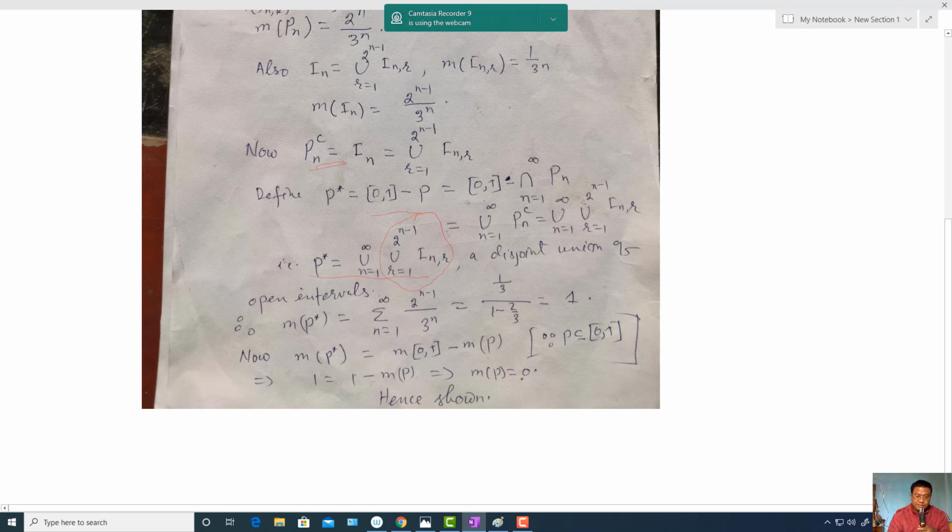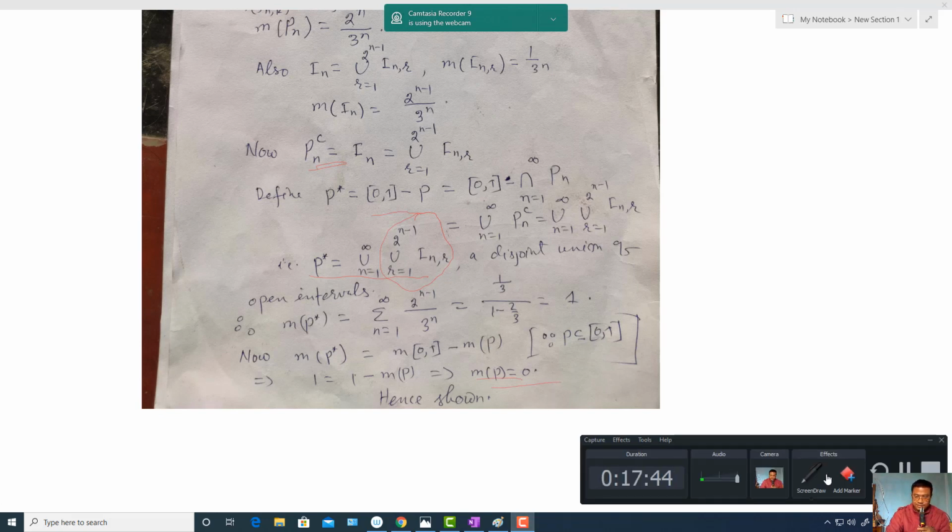So now we are able to show that the measure of the Cantor set is equal to 0. But the Cantor set being an uncountable set, we are able to find an example of an uncountable set whose measure is equal to 0. Hence shown. This is the goal of our tutorial, last time and this one also. Now we are able to show the existence of an uncountable set whose Lebesgue measure is equal to 0.